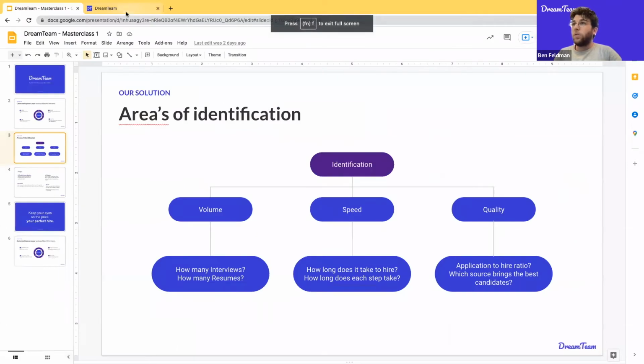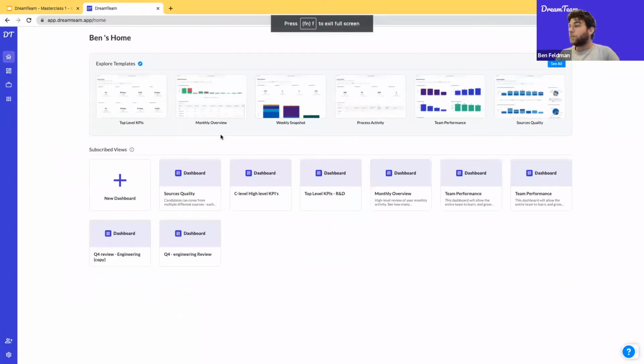So I'm going to go into DreamTeam itself. This is our homepage. I'm not going to spend too much time going over the different features that we have, mainly because I'm going to be explaining a lot of them as the conversation goes on. But if anything comes up that you have a question about, you can always ask in the Q&A, or you can reach out to sales at dreamteam.app, and we can provide you with a demo and walk you through the platform fully.